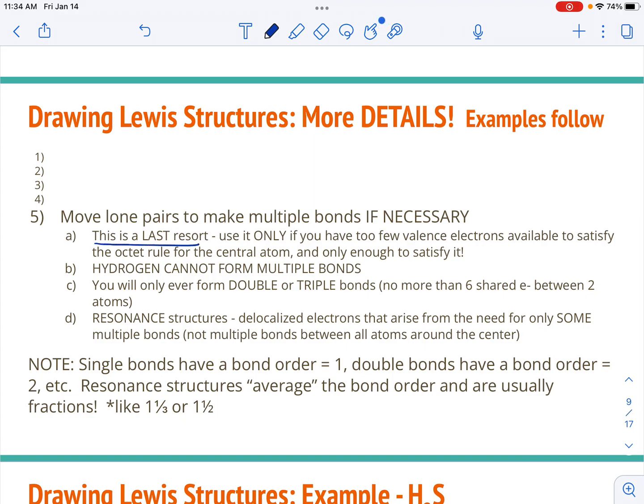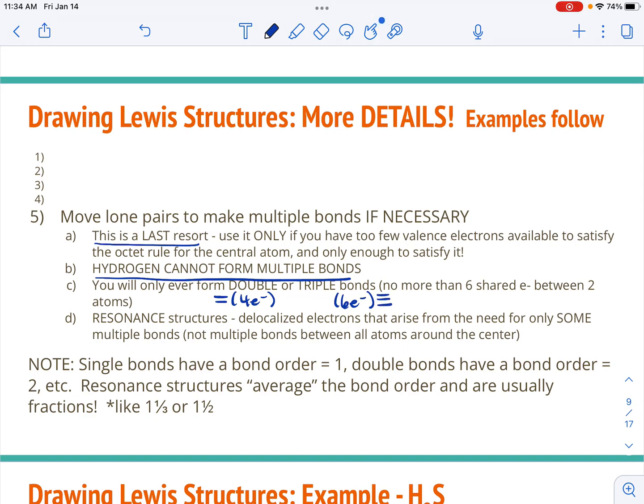Don't start making multiple bonds just because you like them, okay? Only if you've drawn all of the electrons that you can draw and everyone doesn't satisfy the octet rule or their exception, then you start making multiple bonds. Also remember that hydrogen cannot form multiple bonds, so if you think you're multiple bonding to hydrogen, you've got a mistake somewhere. Also remember that we'll never share more than 6 electrons between 2 atoms, so we'll only ever form double bonds, which would be 4 electrons, or triple bonds, which would be 6 electrons. All right, so double bonds are 2 lines and triple bonds are 3, like so.